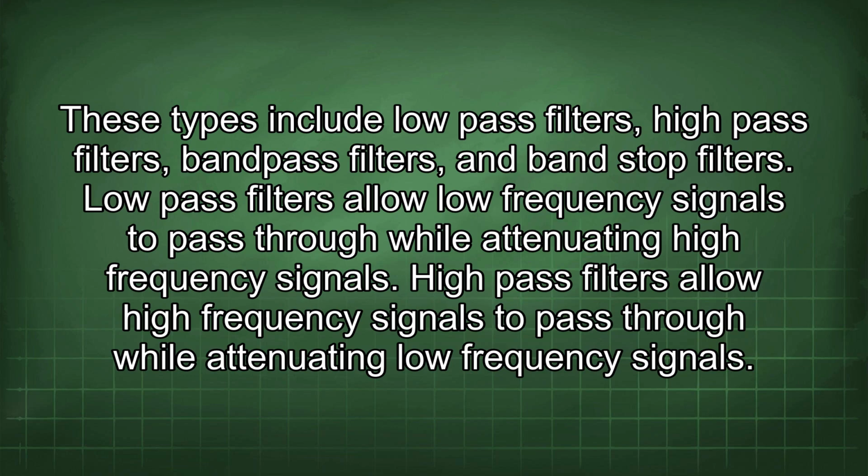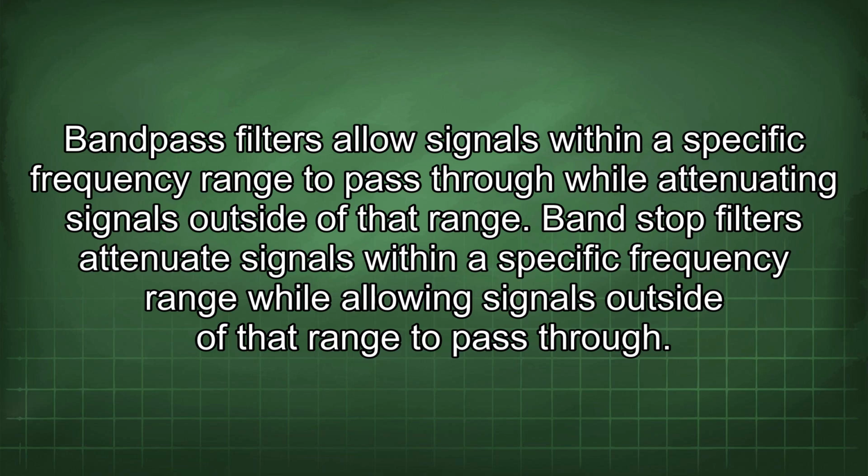Low-pass filters allow low-frequency signals to pass through while attenuating high-frequency signals. High-pass filters allow high-frequency signals to pass through while attenuating low-frequency signals. Band-pass filters allow signals within a specific frequency range to pass through while attenuating signals outside of that range. Band-stop filters attenuate signals within a specific frequency range while allowing signals outside of that range to pass through.